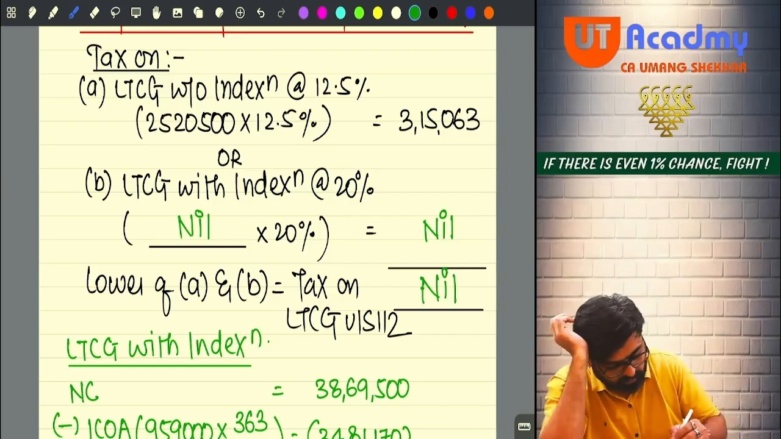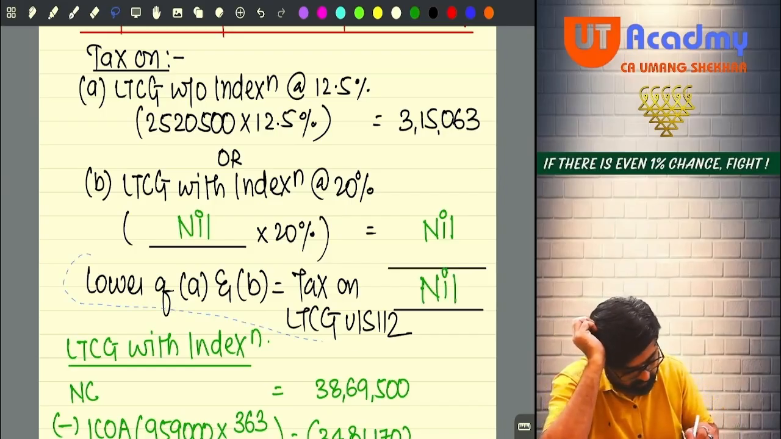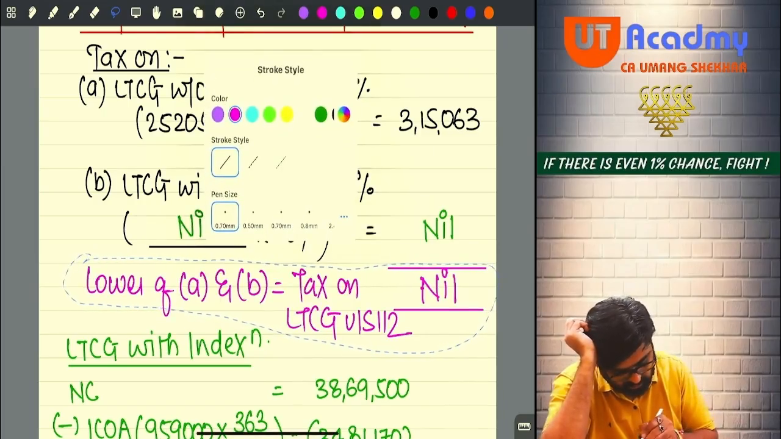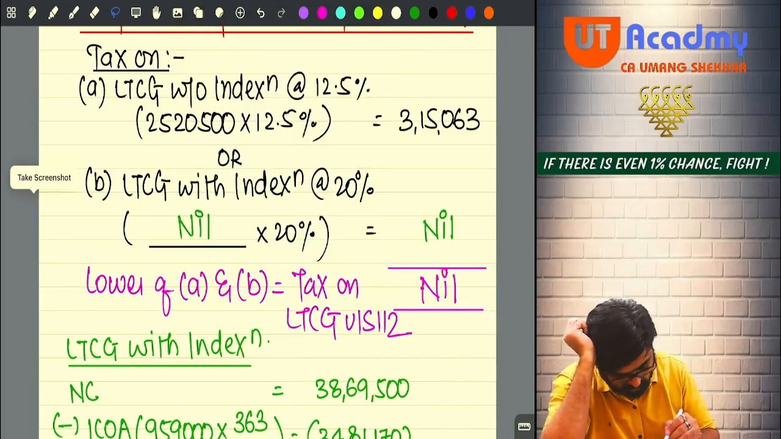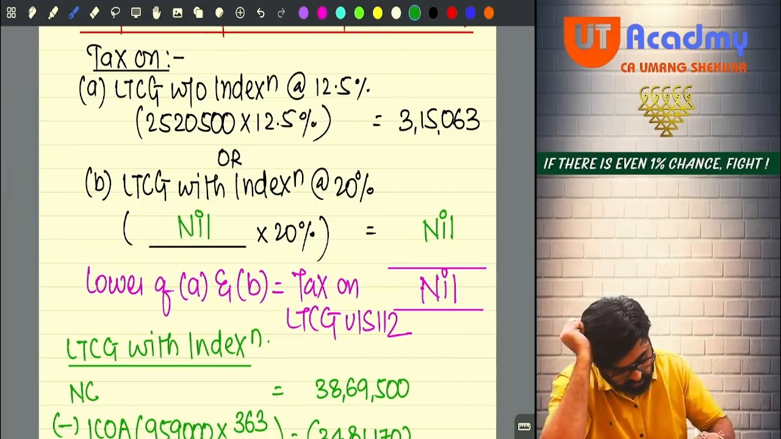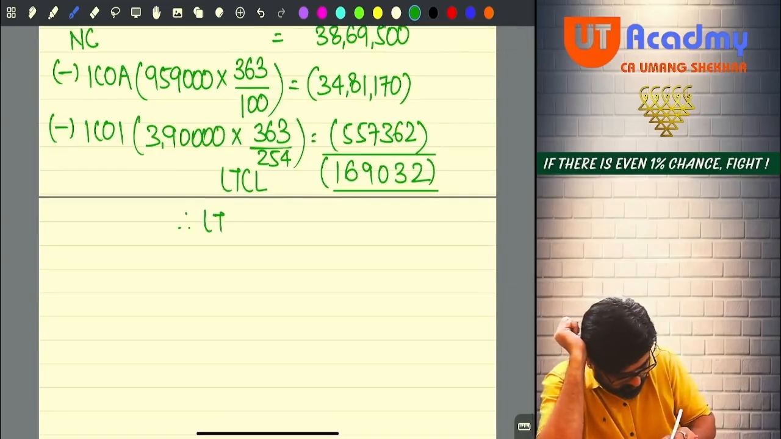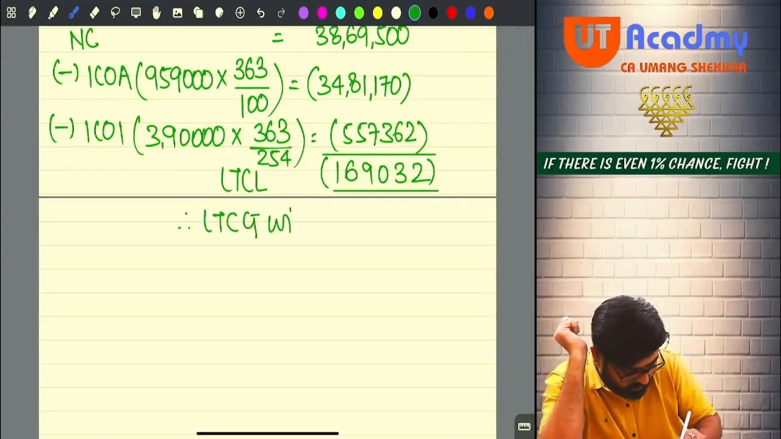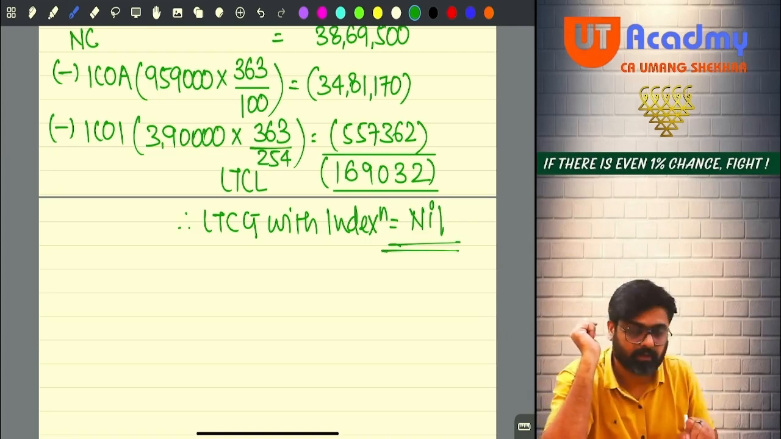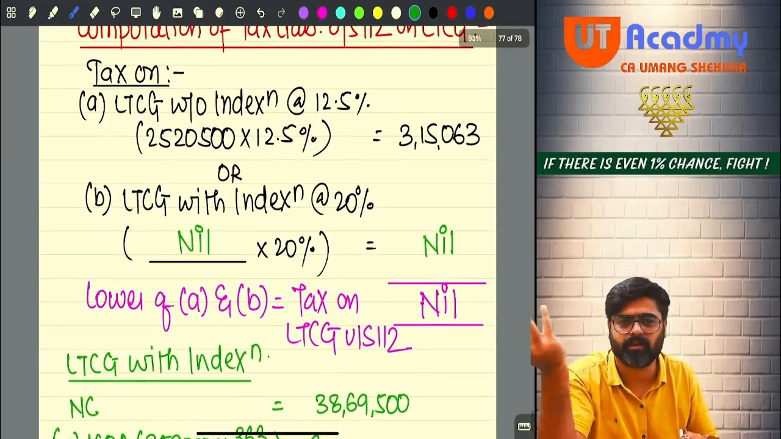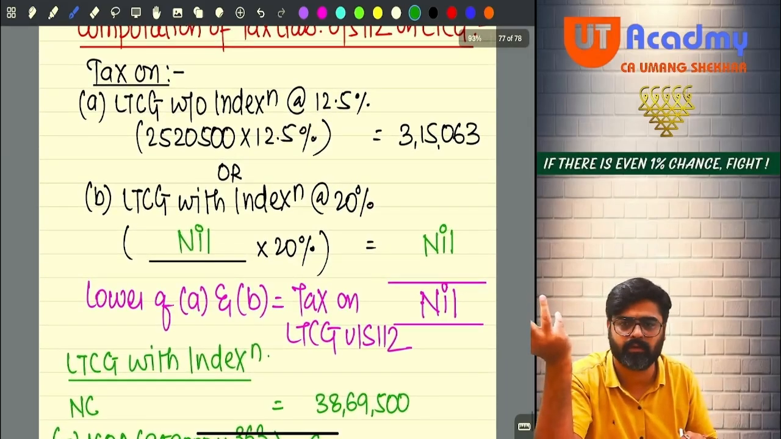So this will be my final tax liability, everyone. This is pink color. Okay. And how did I get this? LTCL. I'll write therefore LTCG with indexation is equal to nil, and if it is nil, guys, I will not pay any tax on nil at the rate of 20%. Calculate 20% of nil, you will find it is nil only.